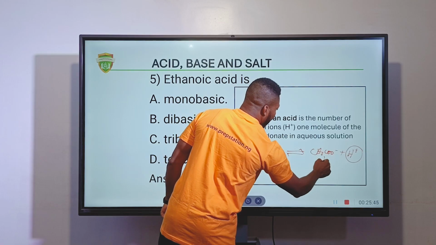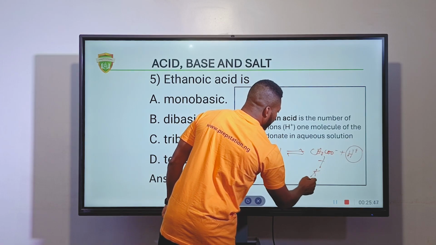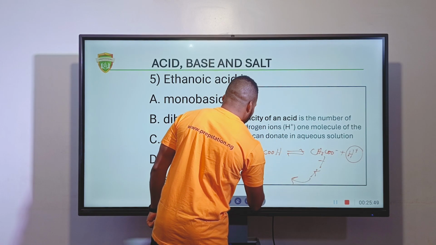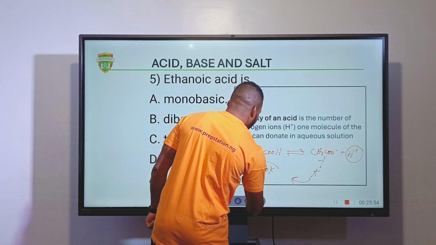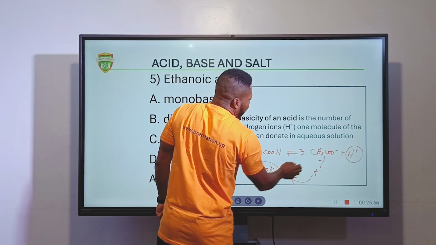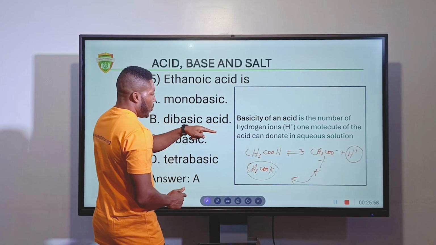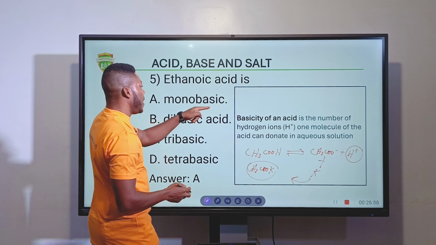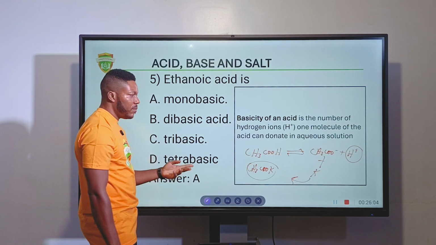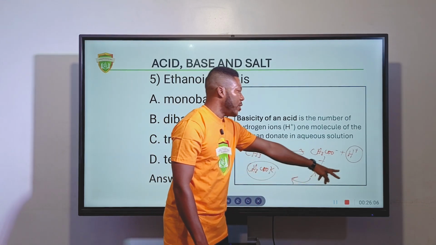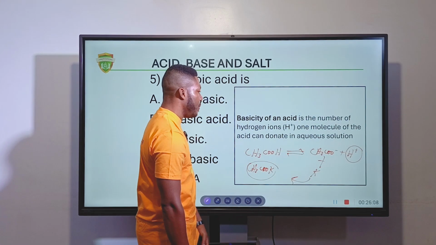For example, this can react with potassium to form another compound like CH3COOK. So a salt is formed from the acid called monobasic. So the right answer is A, monobasic, not di. Di means 2, tri means 3, tetra means 4. Because ethanoic acid releases only 1 hydrogen ion, it is called a monobasic substance.